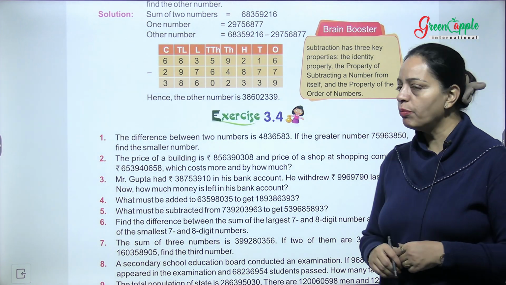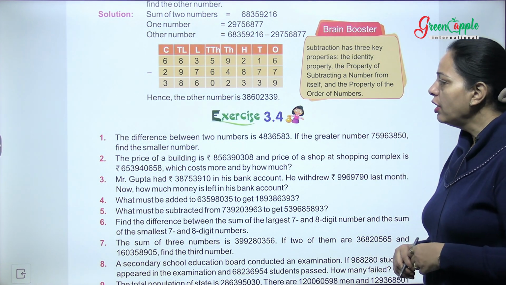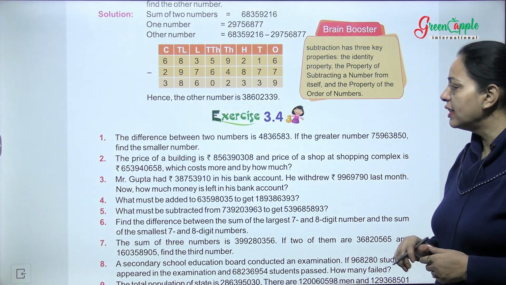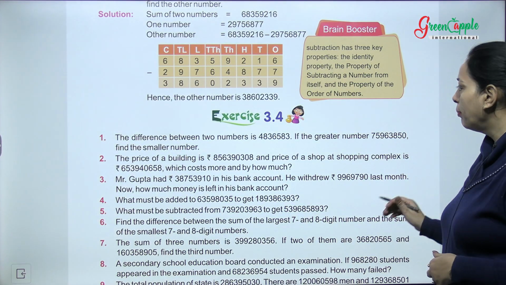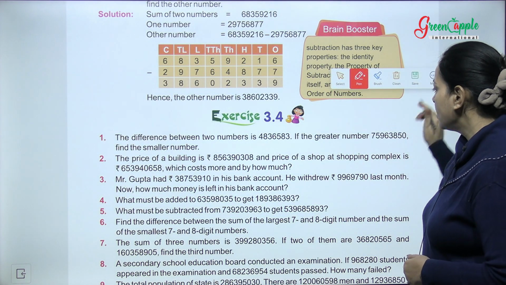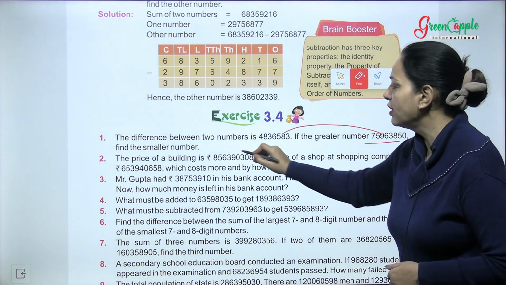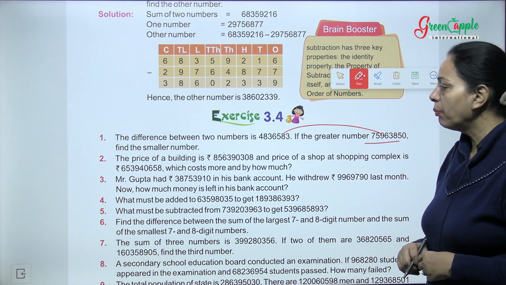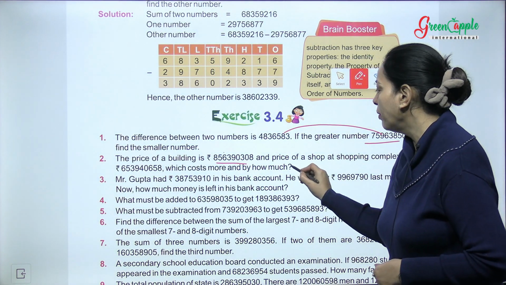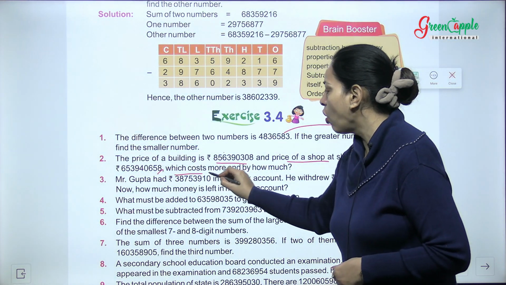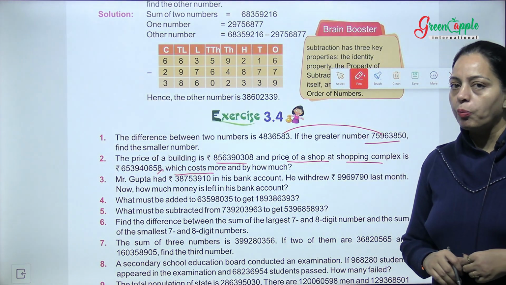Now exercise 3.4. First question, the difference between two numbers is given. If the greater number is this, then find the smaller number. So how we can find the smaller number? This greater number minus difference, that is the smaller number. The second one, the price of a building is rupees this and price of a shop at shopping complex is this. So which cost more and by how much?